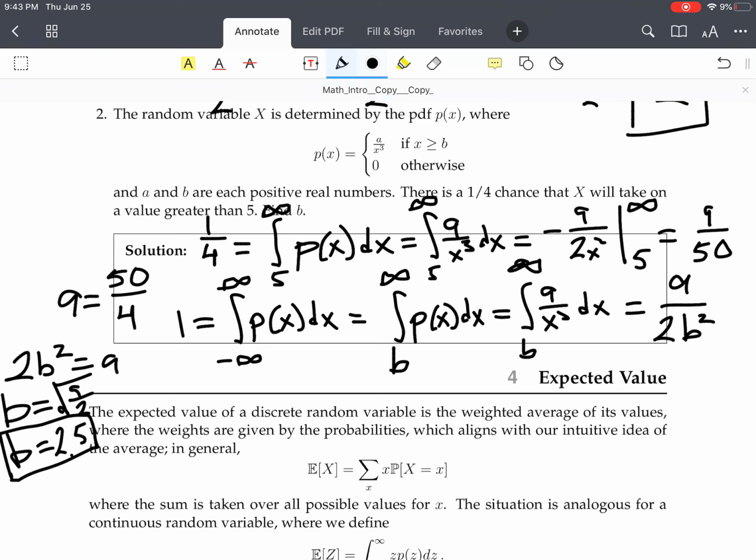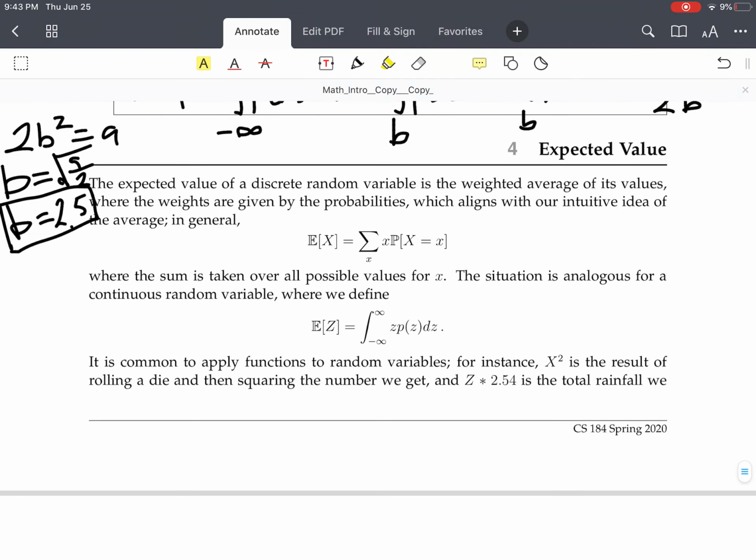Okay, so here we first used just the typical integral over a region to get the value of a, and then we used the property that the total probability has to be 1 to solve for b. Okay, so let's keep going. The next topic is expected value, and the expected value is a pretty useful and often used property of a random variable.